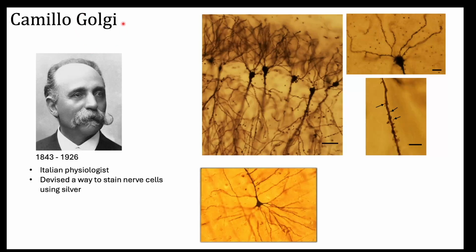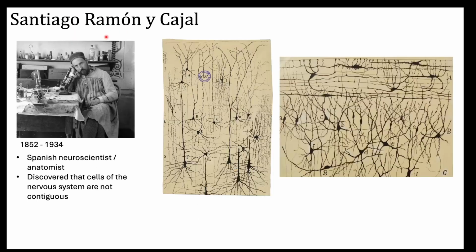So Golgi is a really famous guy in neuroscience, very important. And Ramon y Cajal is often thought of as the father of neuroscience, or maybe at this point the grandfather of neuroscience. He was a Spanish neuroscientist and anatomist, and he discovered that cells of the nervous system are not contiguous, which means that they're not actually touching.